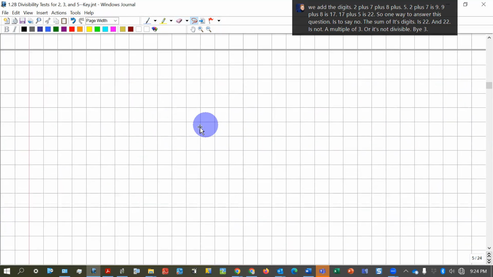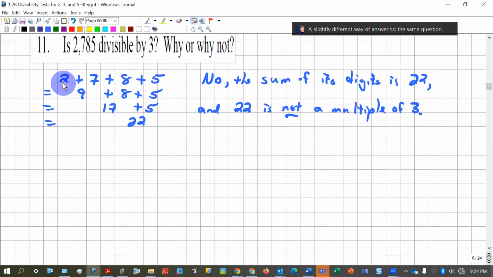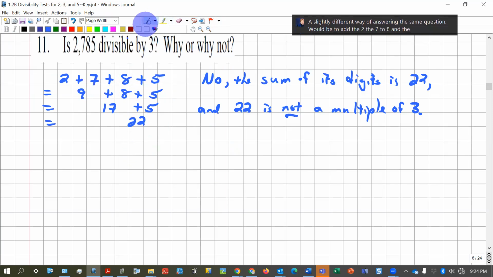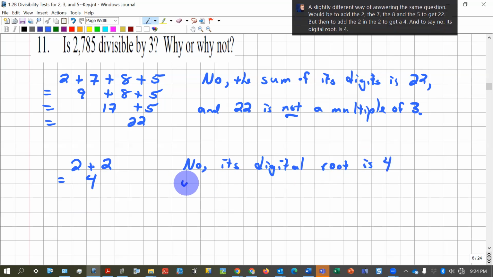A slightly different way of answering the same question would be to add the 2, the 7, the 8, and the 5 to get 22, but then to add the 2 and the 2 to get a 4, and to say, no, its digital root is 4, which is not 3, 6, or 9.